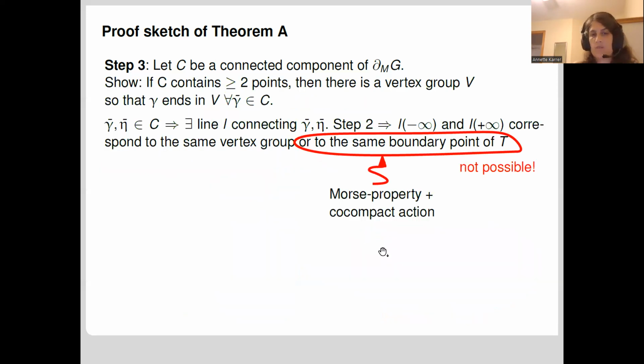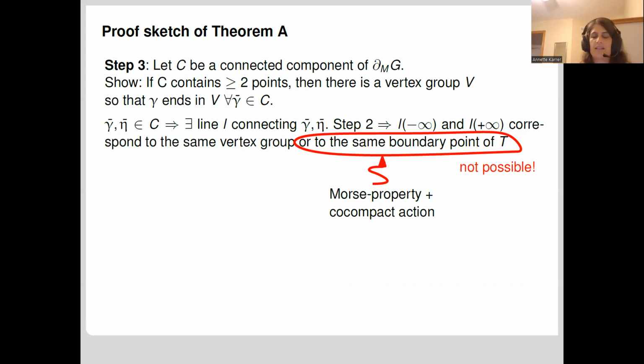So now here's shortly step 3. If we have a connected component and it has at least two boundary points, we want now to show that all members of this connected component end in the same vertex group. And what is the idea?